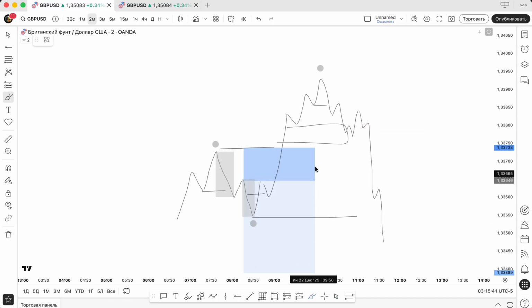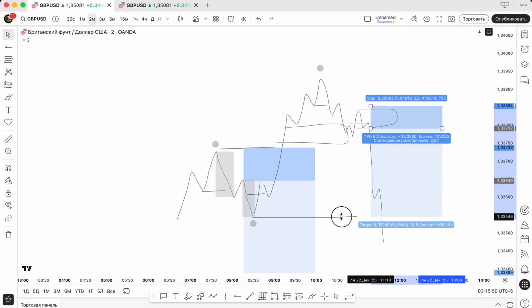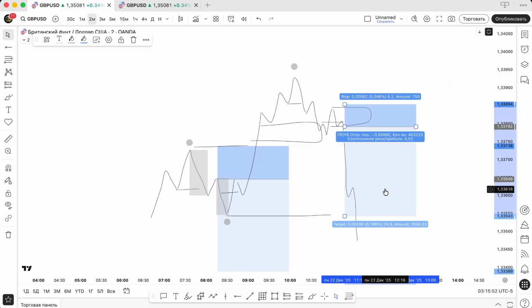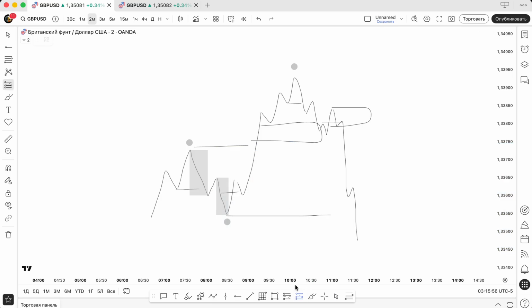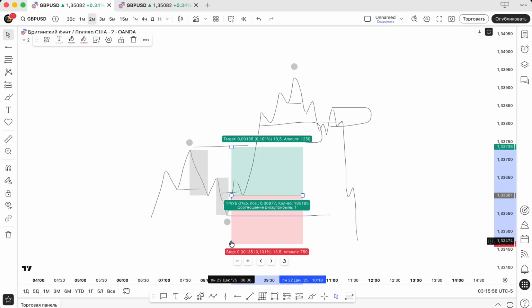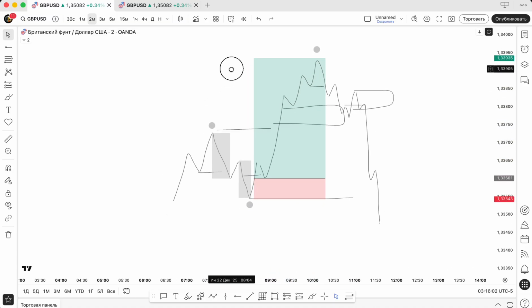And here, after the removal of the inducement, after the absorption, we can already open a sale position to this minimum in advance, before the break of the true structure. Here we also open positions according to the trend, using this Mirage stop. Also, it can be used with divergence.